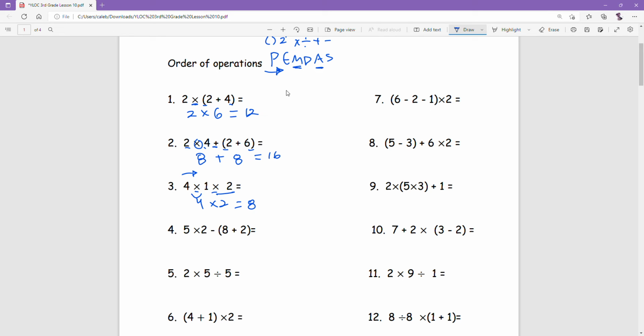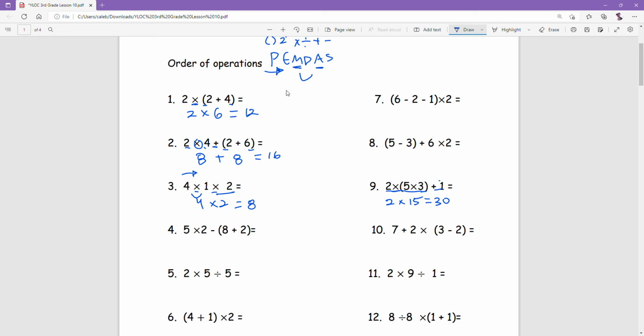Let's look at number 9 here. So we have 2 times 5 times 3 plus 1. So we wouldn't do 2 times 5 because we have parentheses here. So we're first going to do 5 times 3. Well, 5 times 3 is 15. And then instead of adding 1 here, we're going to multiply 2 times 15 because multiplication was before addition. And so 2 times 15 equals 30.